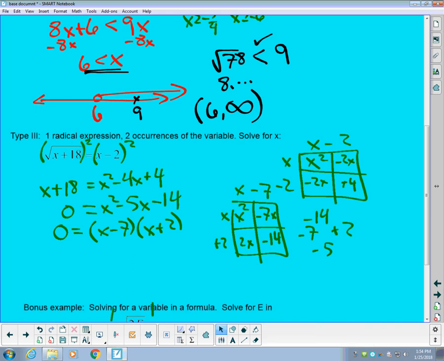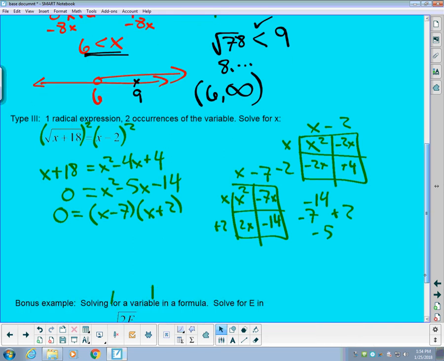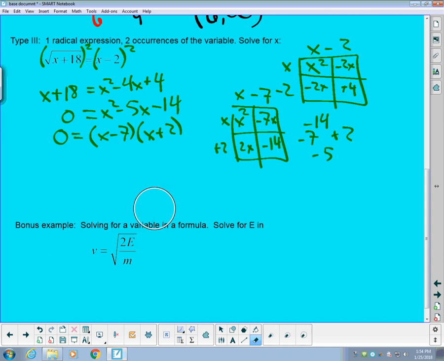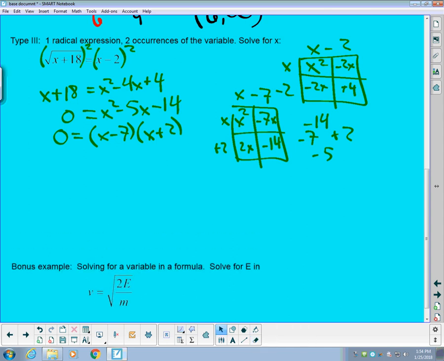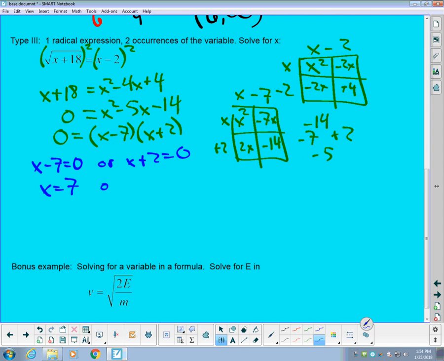Let's see if I can get this out of the way here a little bit. Scroll up some. Zero product property would say that that means either x minus 7 is equal to 0 or x plus 2 is equal to 0. This would say x is 7 or x is negative 2. And so now we should go back and check both of those answers.